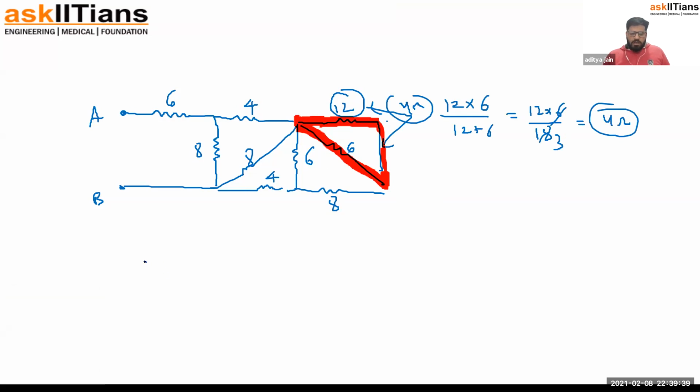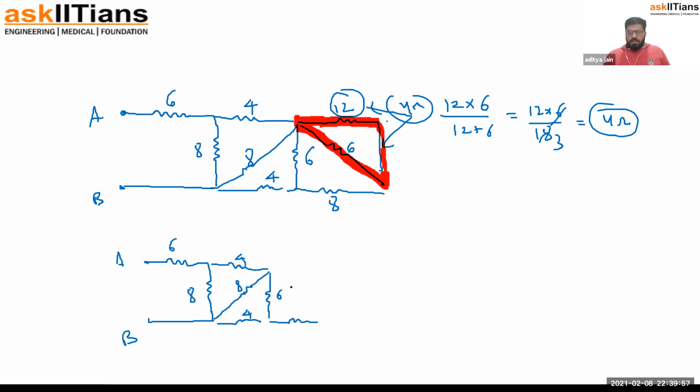Yes or no? So now I'll redraw this circuit. This is A, this is B. If you go step by step, there will be no difficulty. The thing is that your concept should be crystal clear. This is 4, 6, 8, 4. I'm replacing this 12 and 6 with a single resistor of 4 ohm. This is now 4 ohm.